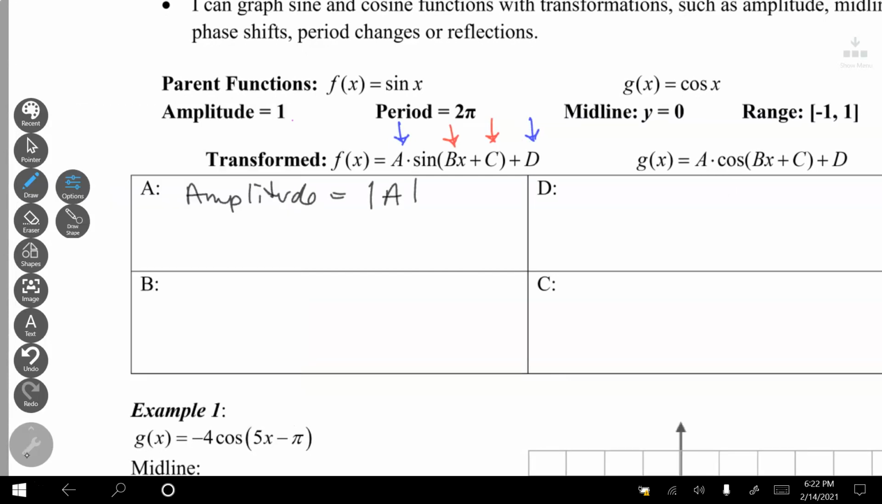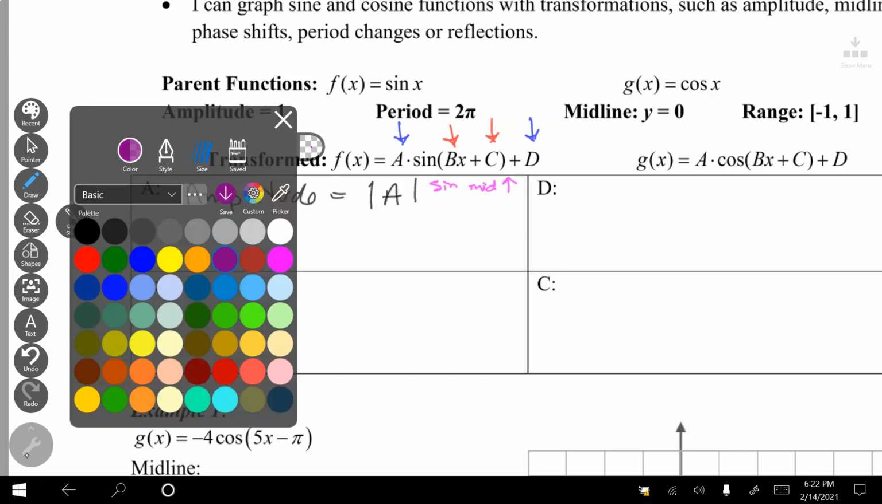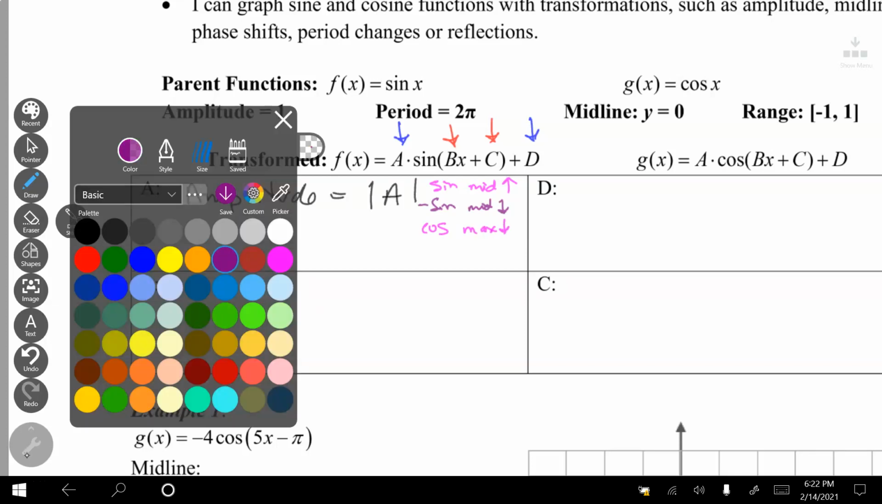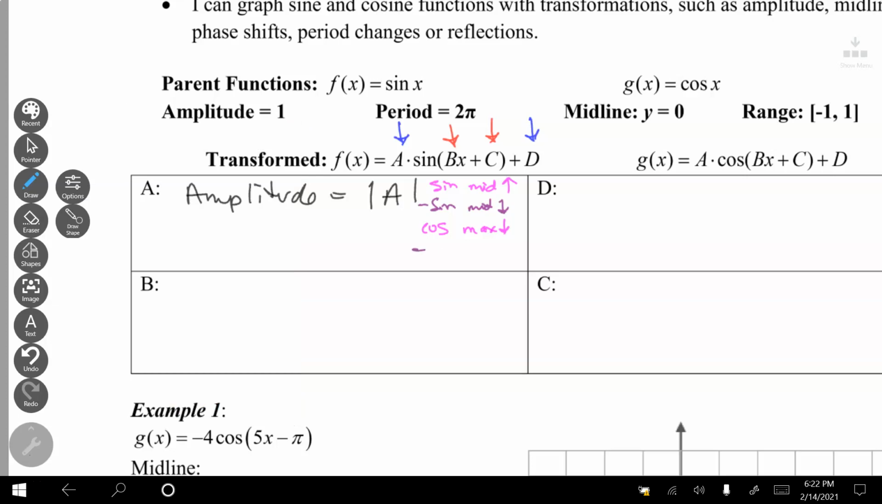And we should also make note of what type of graph it is. If it's a sine graph, it's at the midline and goes up. If it's a negative sine graph, it starts on the midline and goes down. If it's a cosine graph, it starts at the maximum and goes down. And if it's a negative cosine graph, it starts at the minimum and goes up. Okay, that's what I get from A, if A is positive or if A is negative.